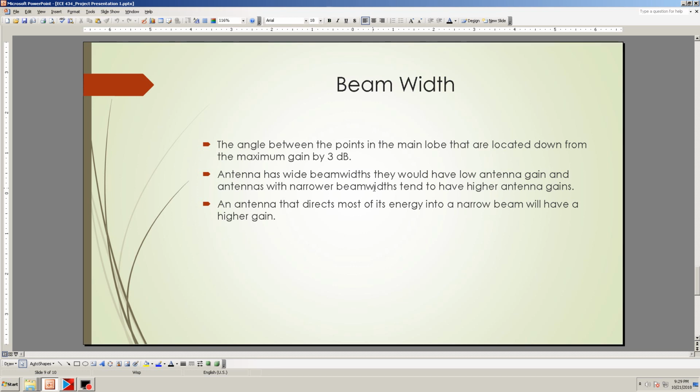So you have to remember that the wider the beam, the lower the antenna gain. If you have narrower beams, that's going to really increase your antenna gain. But it really depends on how narrow and how wide you're going to make it in order to affect your beam widths. You also have to keep in mind that antenna gain measures how much power is radiated in a given direction. So an antenna that directs most of its energy into a narrower beam will have a higher antenna gain.